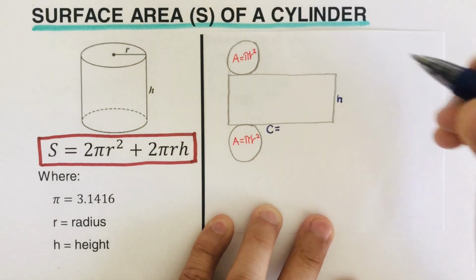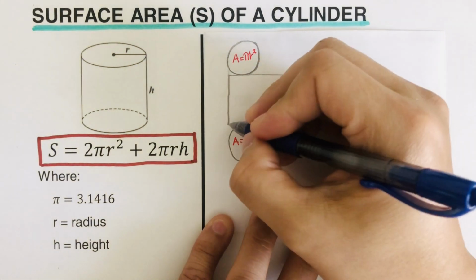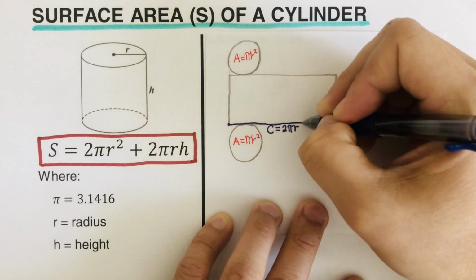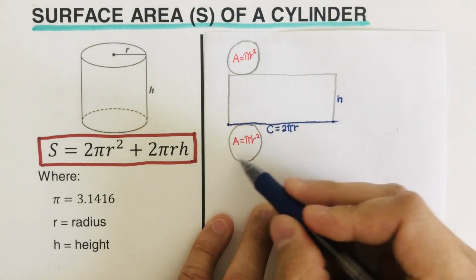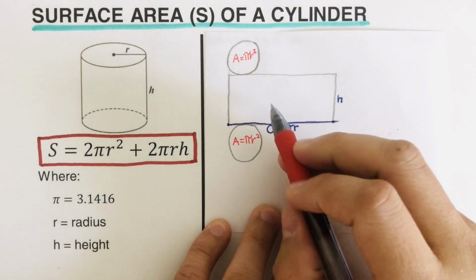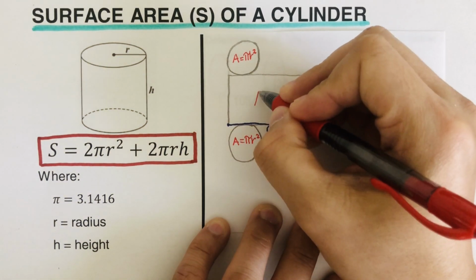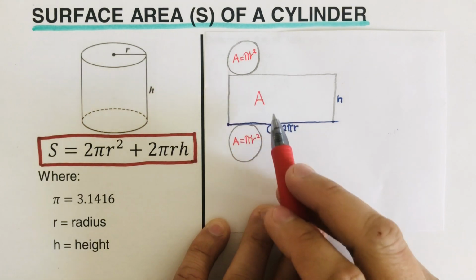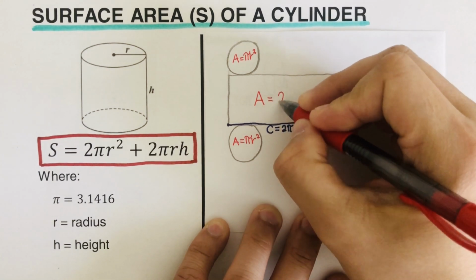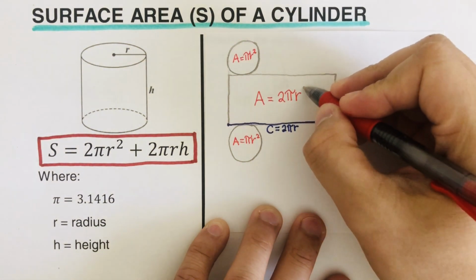The formula for the circumference of a circle is 2 pi r. So from this end to this end is represented as the circumference, and it wraps around this bottom circle. We already determined the area of these two circles. To find the area of the body of the cylinder, it is equal to the length, which is 2 pi r, times the width, which is represented as h, so 2 pi r h.